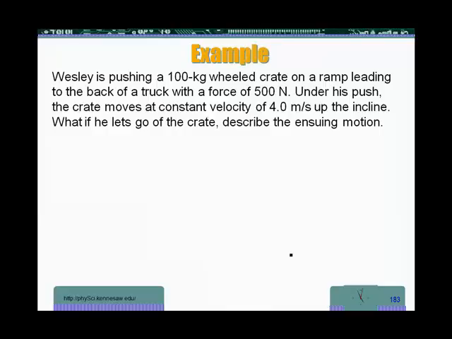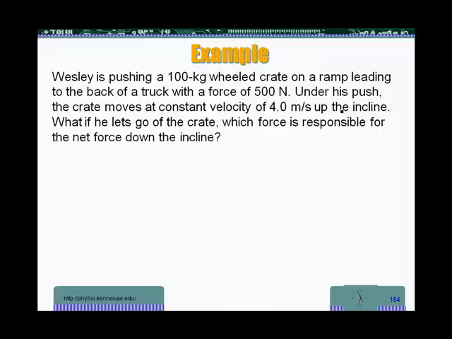And what's the ensuing motion? I just described it a little while ago. Probably I should have put this before the previous question. What's going to happen? It's going to slow down from 4 meters per second till it reaches a momentary stop, and it starts rolling back down and speeding up.